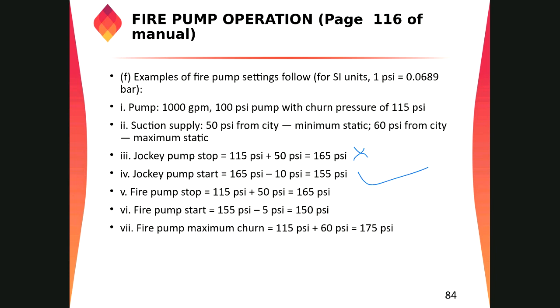If the pressure reaches 165 psi, the jockey pump will stop, right? And if there is a 15 psi loss, like 10 plus 5, 155 minus 5, the pressure goes to 150 psi. The fire pump, the main pump, will start. What is the idea behind that? To fulfill that flow, the jockey pump is not enough.